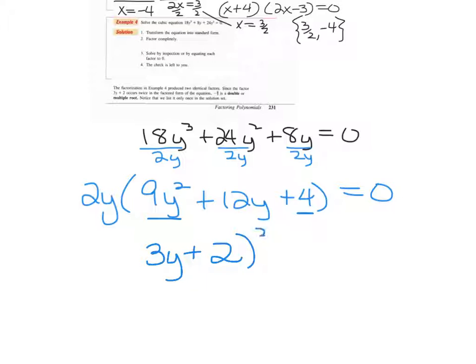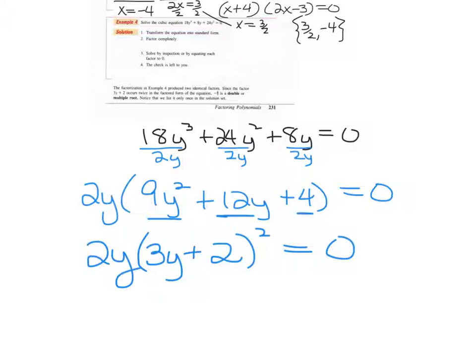Remember, if it's a perfect square trinomial, it should produce a binomial squared. So remember, to get the middle term, you would multiply 3y times 2 times 2. So that does give me 12y. This is a perfect square trinomial. So this is the correct factoring. Don't forget about your greatest common factor. It needs to go out front.